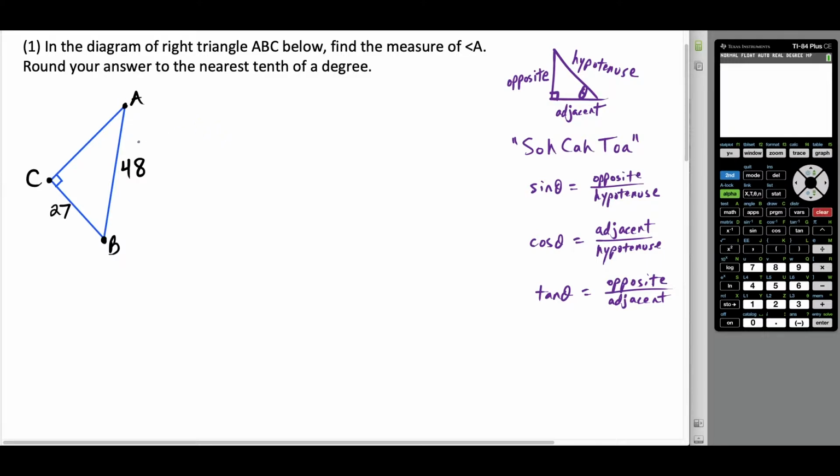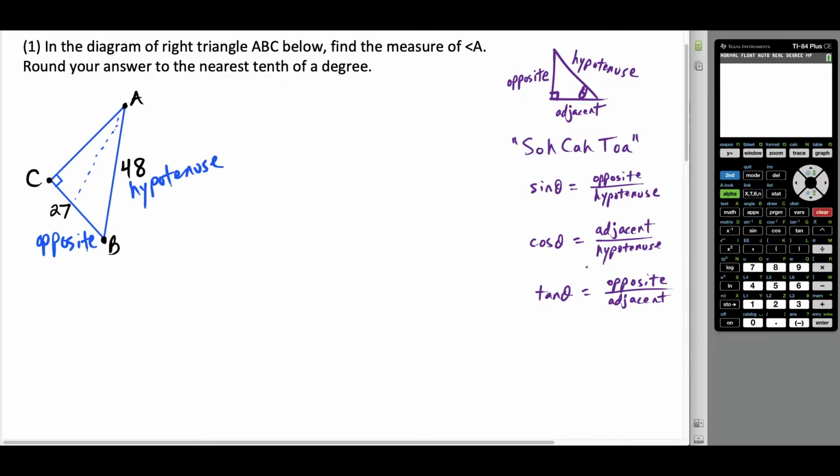So the trick to finding missing angles of a right triangle is you have to think about what sides you know. If I want to find angle A, we're looking across from, or opposite of, angle A, which is side CB that is 27 units long. So right now we know the opposite side and we know the hypotenuse of this right triangle.